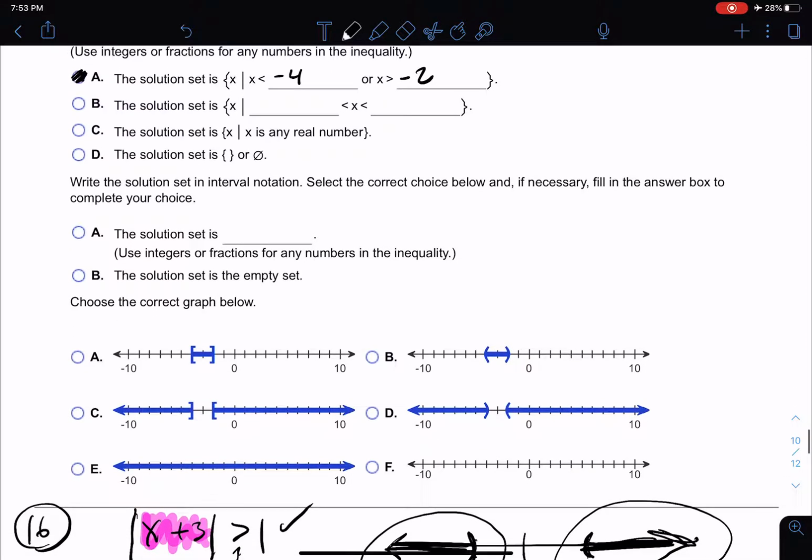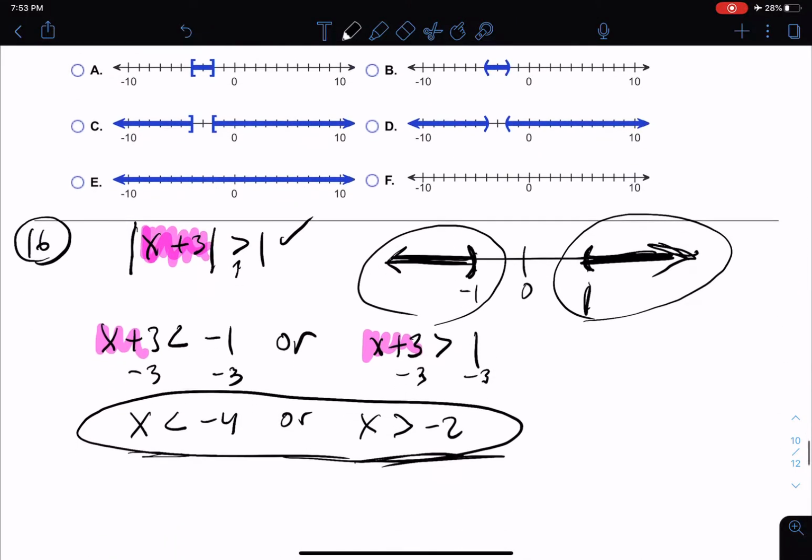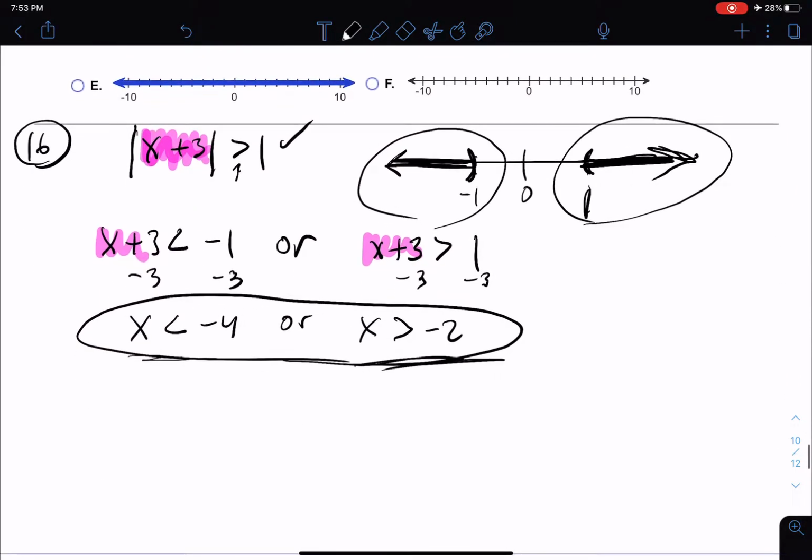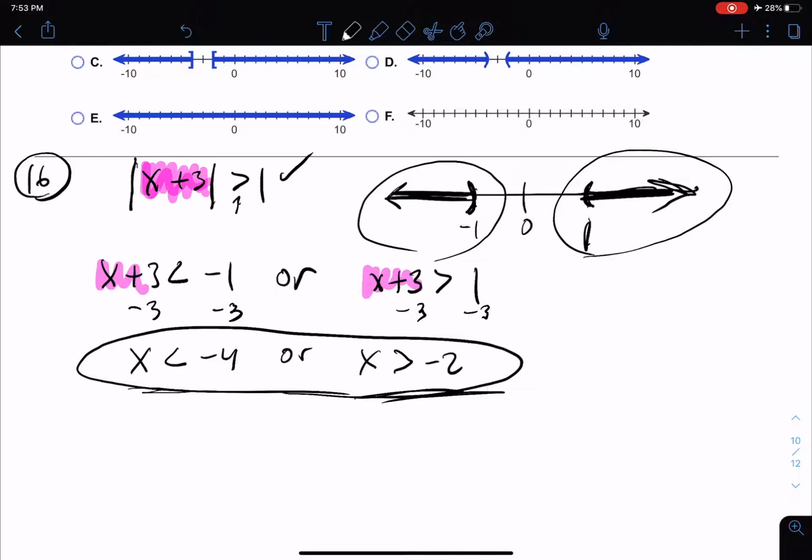And then it says, can you write this in interval notation? Right, interval notation. Yep, I can. So remember, this is x is less than negative 4, so that's going forever to the left. So that's just going to go from negative infinity up to negative 4, and that is open. Why is it open? Because it's not equal, it's just less than.